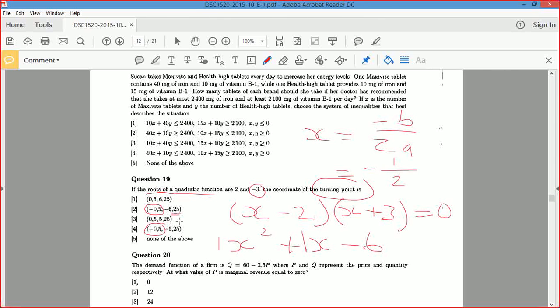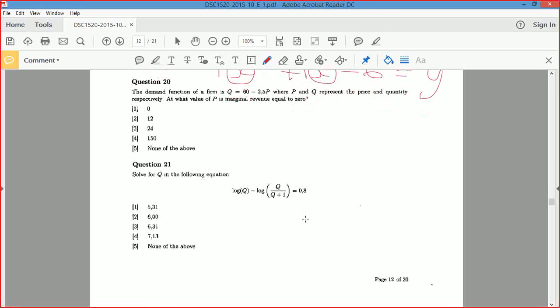How do I get the y? I plug in minus a half into the x here. Okay, so plug in minus a half into that x, and what do you get as a y? So it's going to be 1 bracket negative 0.5 close brackets to the power of 2 plus 1 bracket negative 0.5 close brackets minus 6. It is minus 6.25, therefore it is option 2. Correct.